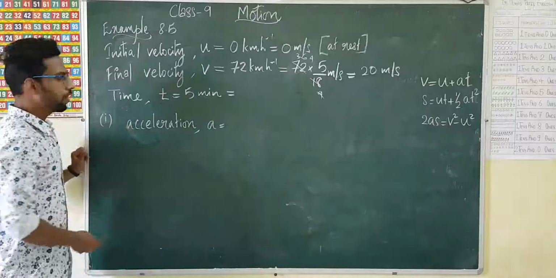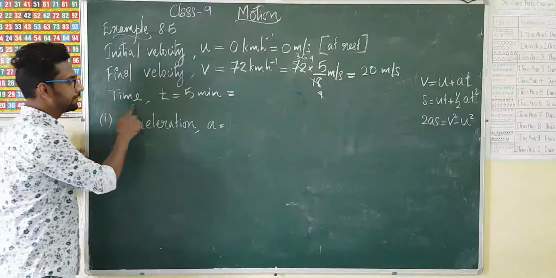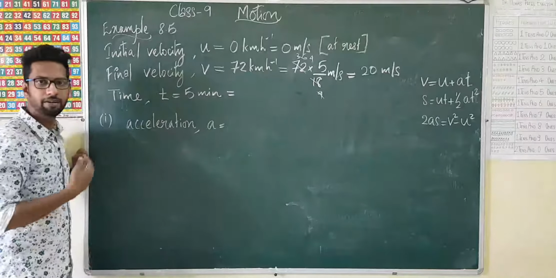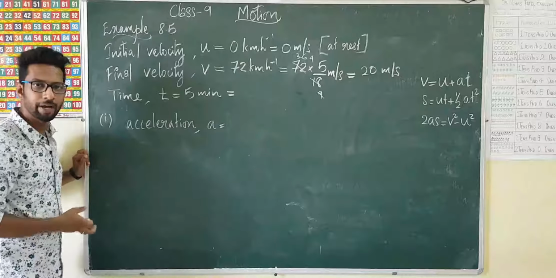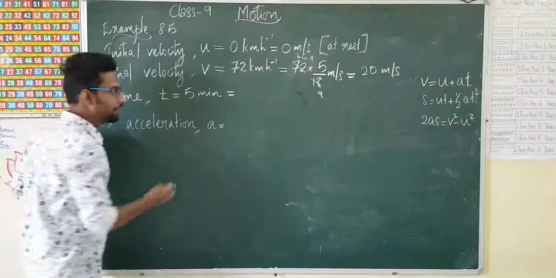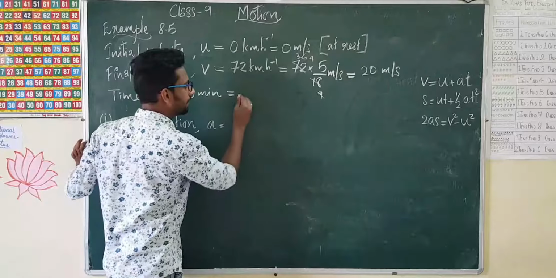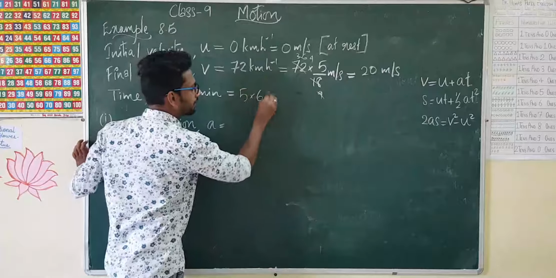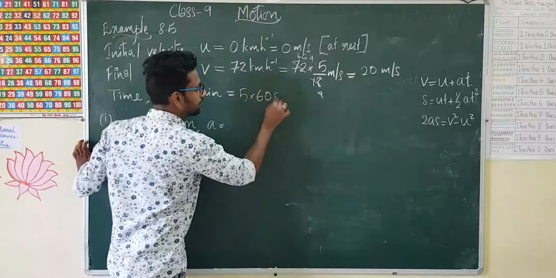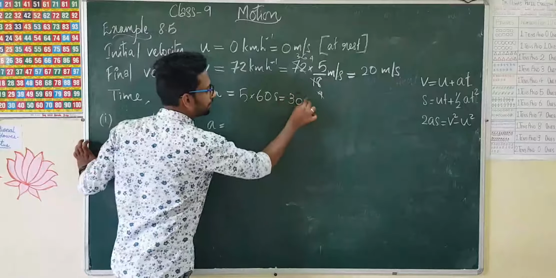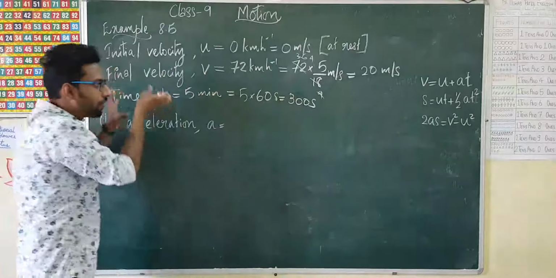Now, one more quantity is given in the question, that is time t equal to 5 minutes. Here the minute is not a unit of time we can use, so we have to convert it into seconds. So I will convert 5 into seconds, 5 into 60 seconds, that's equal to 300 seconds. Now we have got all the quantities.